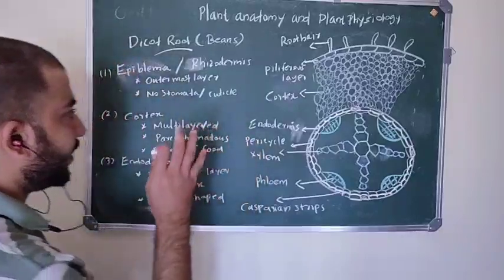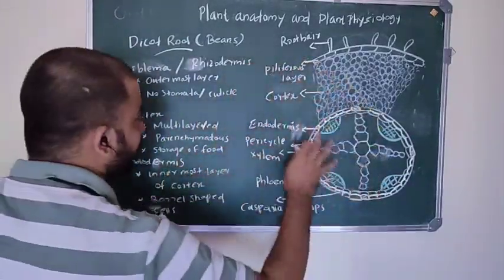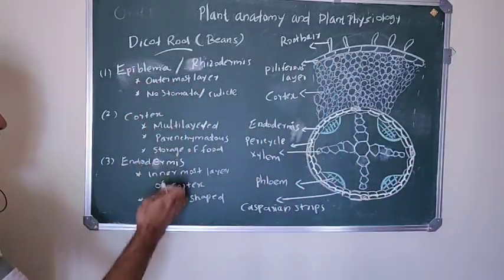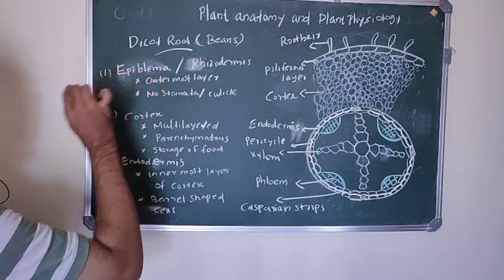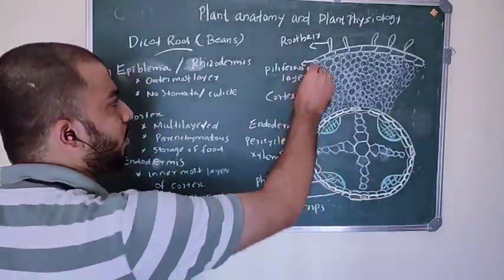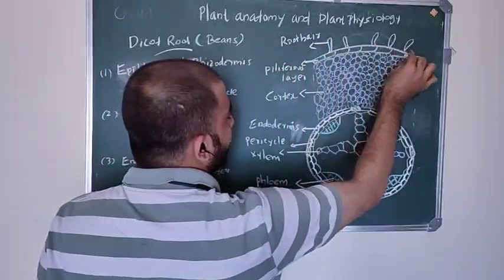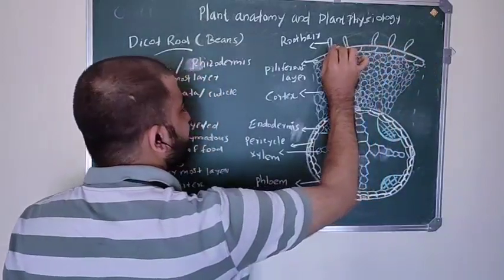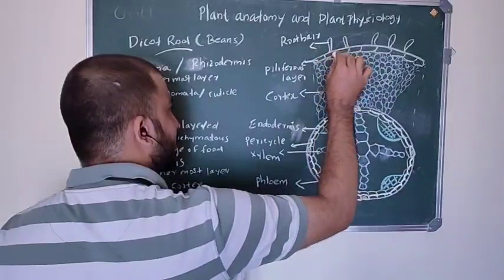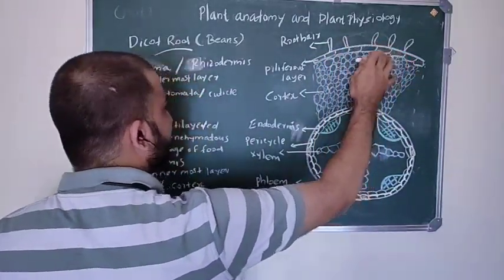We will study each tissue system here in great detail. The internal structure of the root is divided into different regions. The first part is the epiblemma or rhizodermis, otherwise called the piliferous layer. This outermost layer is part of the epidermal tissue system, and the epiblemma protects the inner tissues.